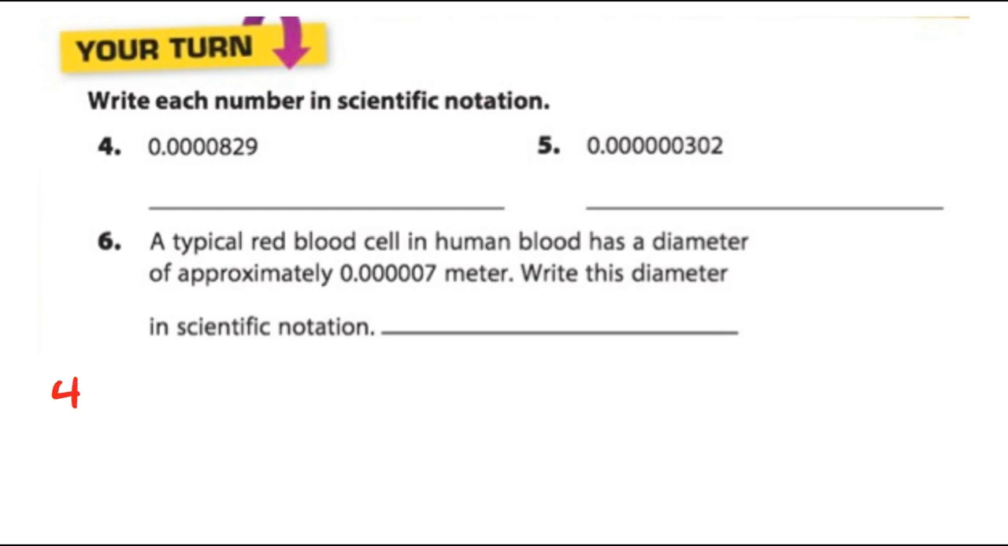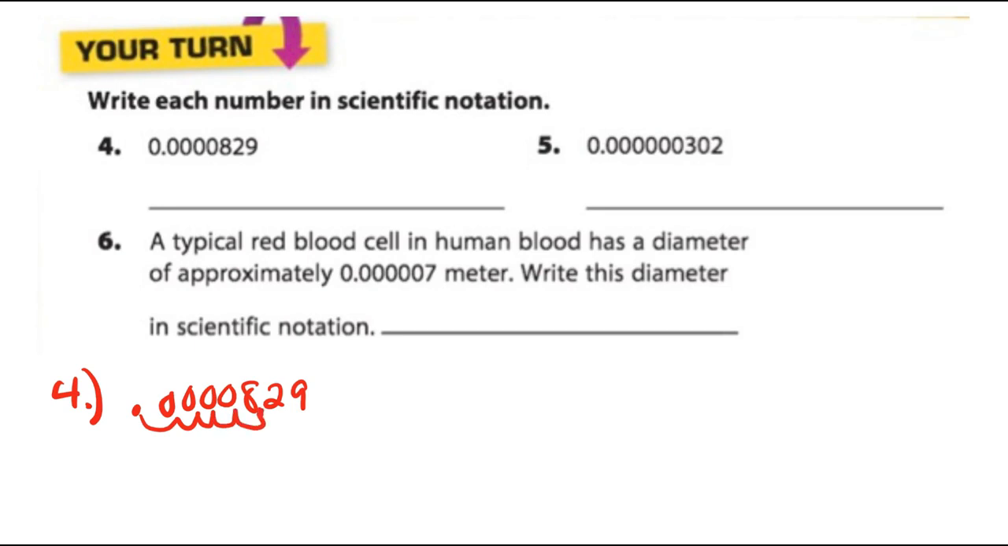Number 4, we have the number 0.0000829. Okay, so I start from my decimal point and I want to move it over until I get a number that is greater than 1, but less than 10. 1, 2, 3, 4, 5.